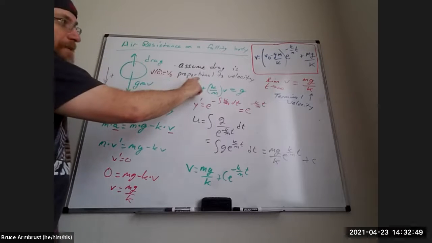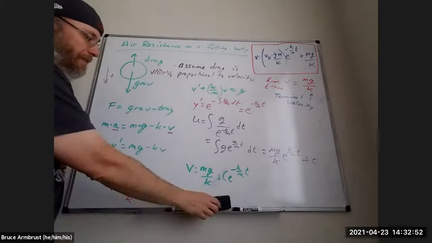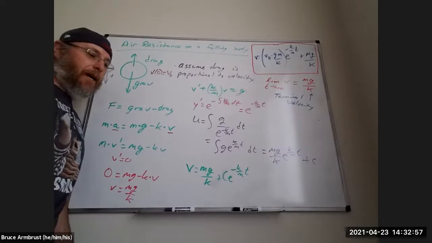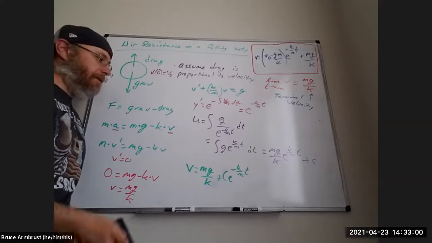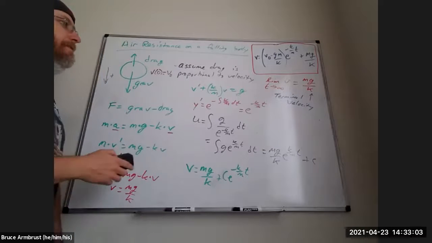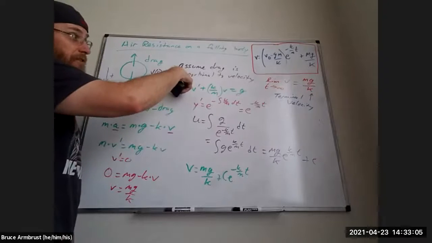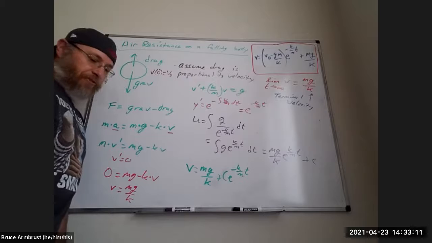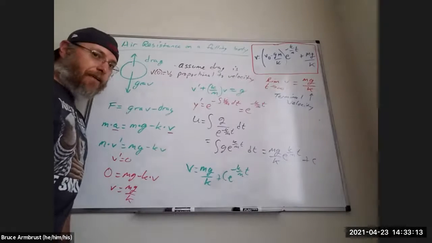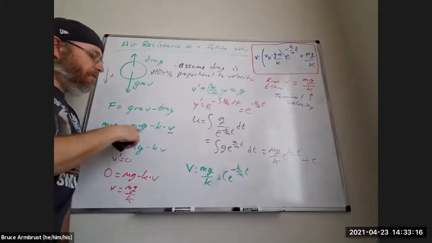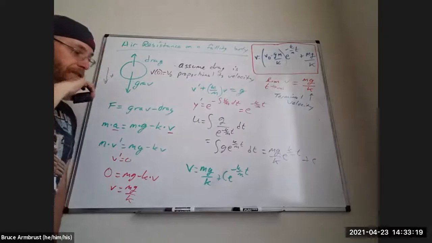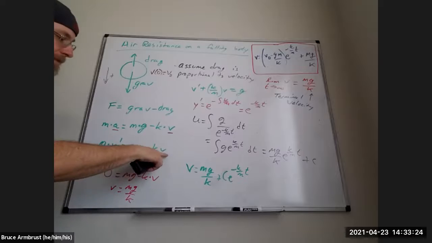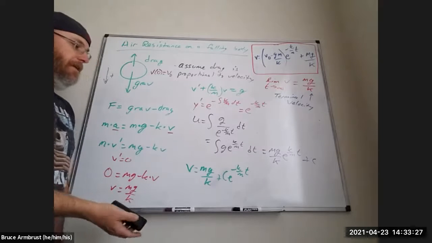But I want to come back to this assumption here that the drag is proportional to velocity, because that doesn't always pan out very well. Because there are lots of other things that can affect it. But what's really beautiful is that you can change this assumption. And as long as it's related to velocity, you're still going to get a differential equation, right? You're still going to have your mv prime equals mg minus some function of v.